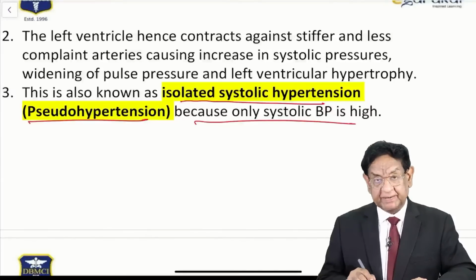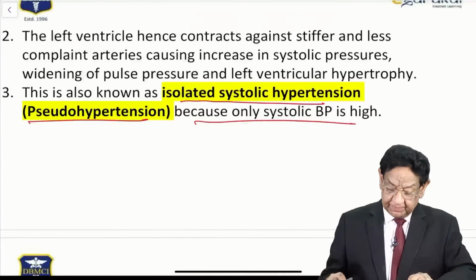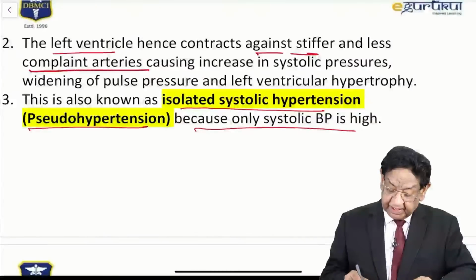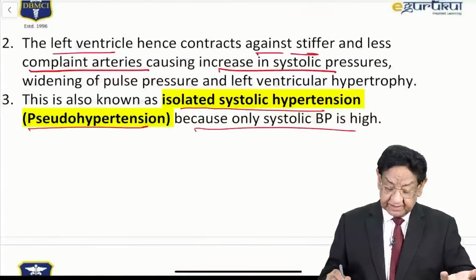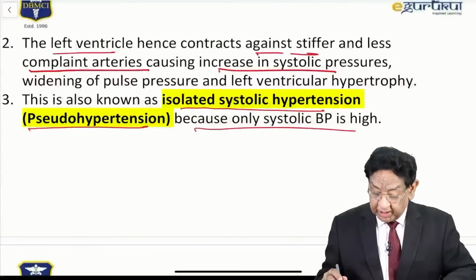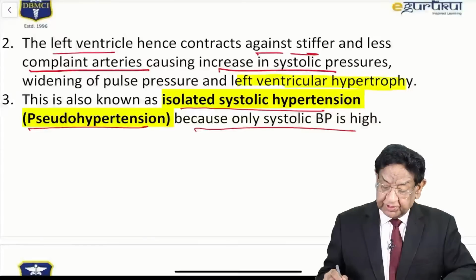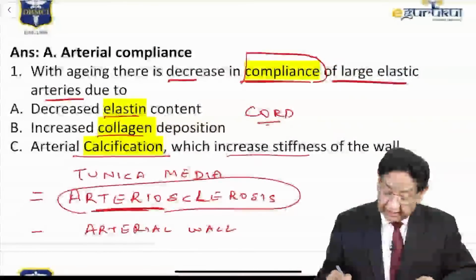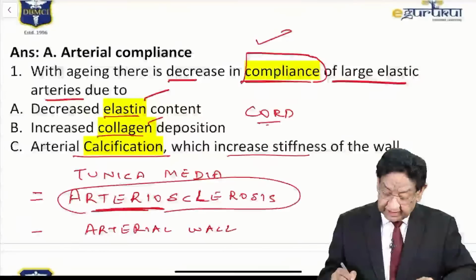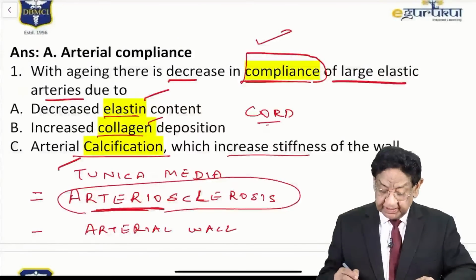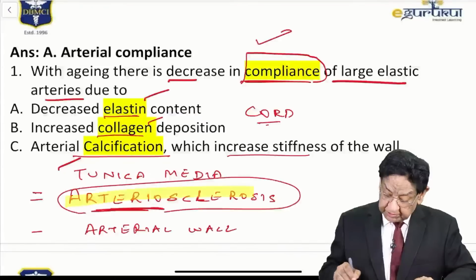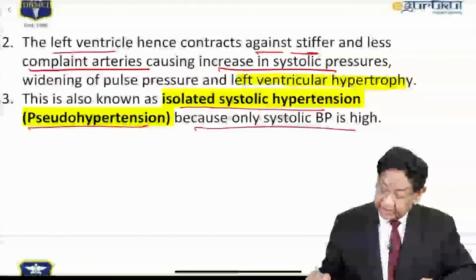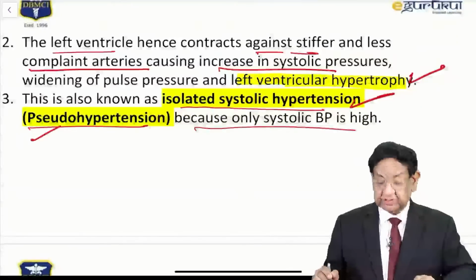What is the other effect? This is what we talk about the artery. What about the left ventricle? Now the left ventricle has to contract against this stiff and less compliant artery, and this is the reason systolic BP rises. But what else happens in the myocardium? There occurs left ventricular hypertrophy. So in due course of time, there will be left ventricular hypertrophy also. So friends, the keywords in this particular slide are decreased compliance, elastin decreases, collagen increases, and arterial calcification, so-called arteriosclerosis. These are the 5 keywords in this slide. And in this slide, there is left ventricular hypertrophy and systolic hypertension, also known as pseudo hypertension.